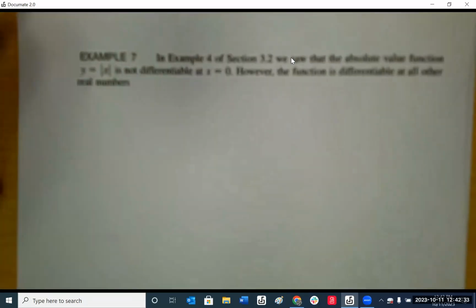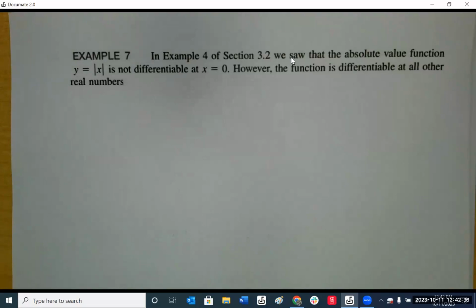Gotta find the other sheets. Anyway, we'll just do 8 then.